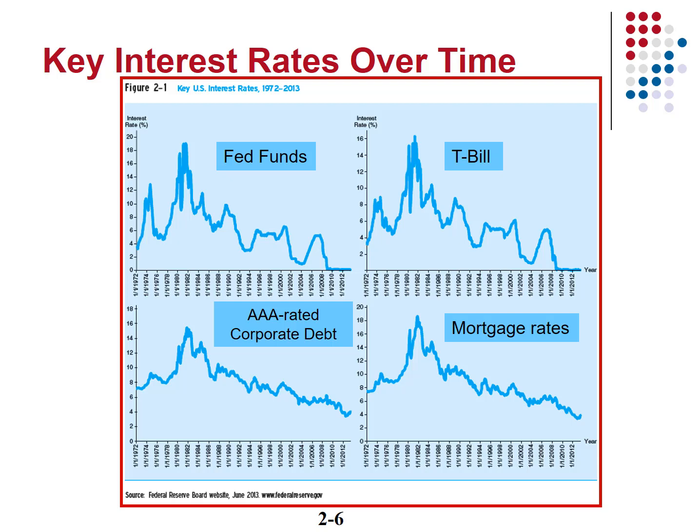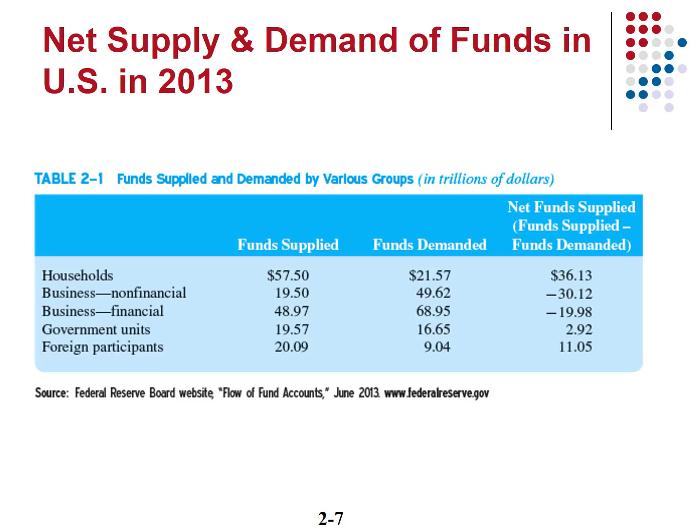If you look at the top two graphs here, the Fed funds rate and the T-bill rates move pretty much together, as do the AAA-rated corporate debt and mortgage rates. Looking at funds supplied, households and financial businesses were the largest suppliers of funds. Businesses of both kinds were the largest demanders. On a net basis, households supply, businesses demand.